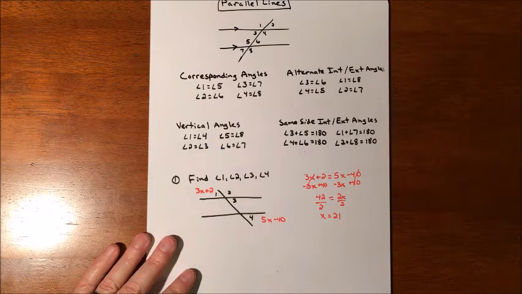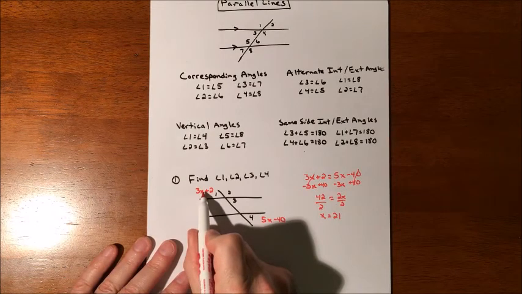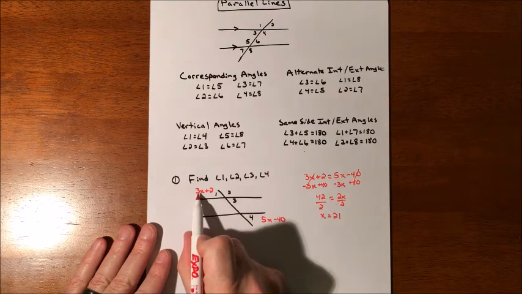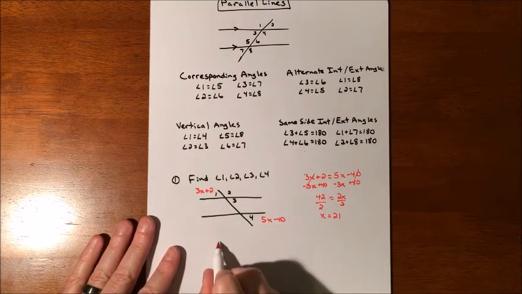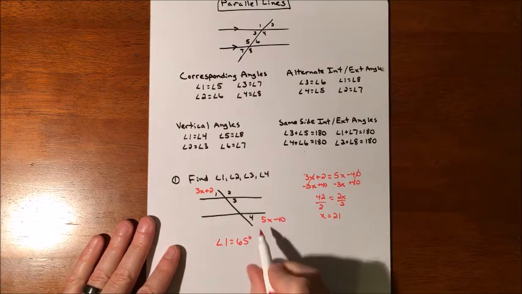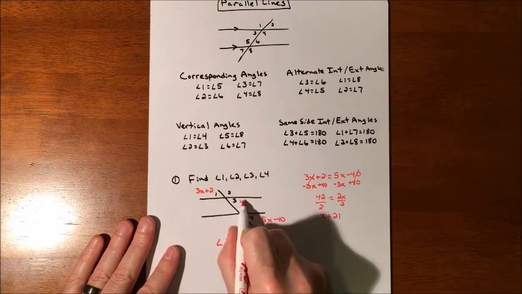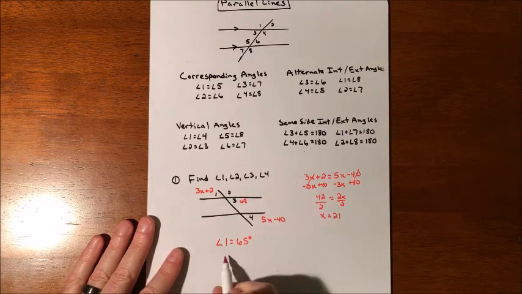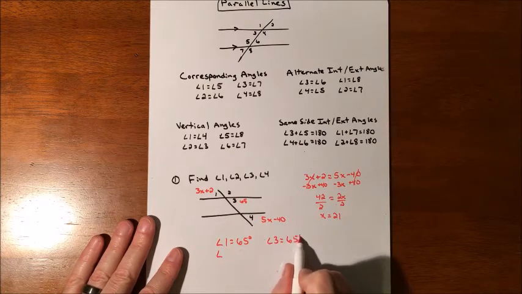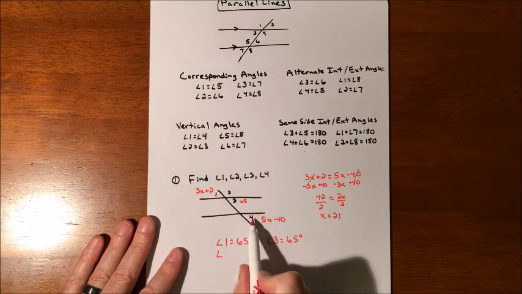That's great, but it wasn't exactly what we were looking for. If x is 21, we can plug it into here. If we plug in 21, we get 63 plus 2. So that puts us at angle 1 equal to 65 degrees. Angle 3 and 1 are vertical angles, so if this is 65, that is 65. So angle 3 would equal 65 degrees. And then we already said these two are going to be equal to each other, so if this is 65, 4 is going to be 65.